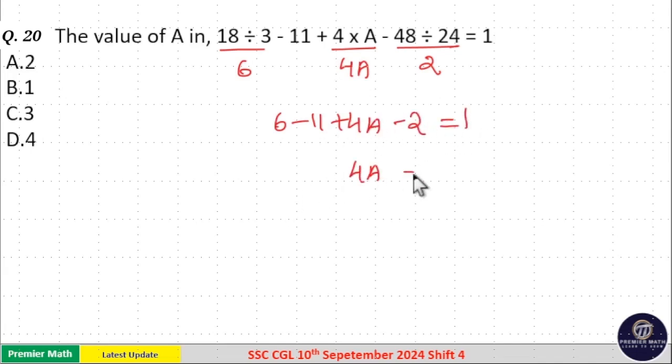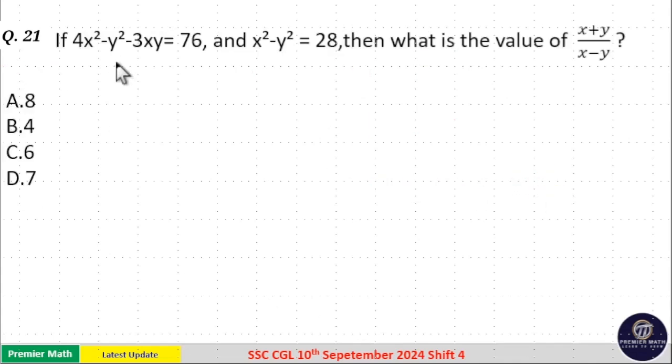Now 4A is equal to 6 minus 13 is equal to minus 7. So 1 plus 7 is 4A. So 4A is equal to 8 means A is equal to 2. Option A is your answer.